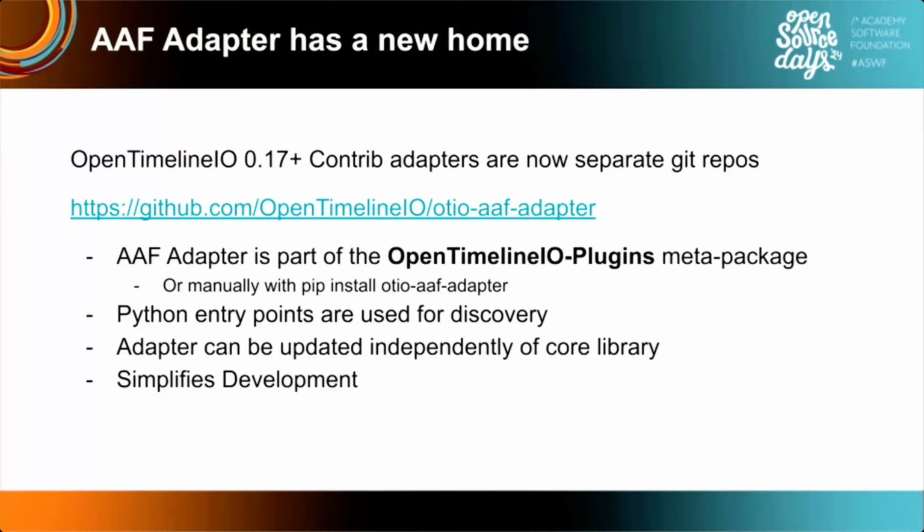Having the adapter in a separate repo really helps simplify the development process. We no longer need to build all of OTIO to make changes, and we can update and version the plugin independently of the core library. You can install the AAF adapter as part of the all batteries included OpenTimelineIO plugins meta package, or you can just install the adapter by itself manually.